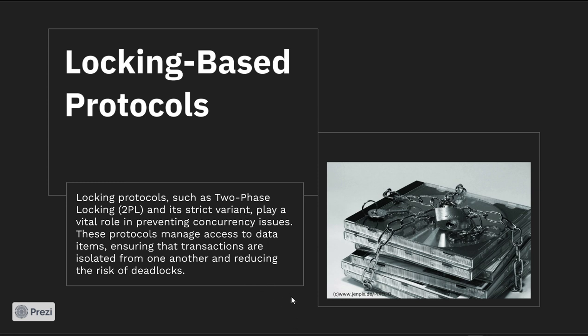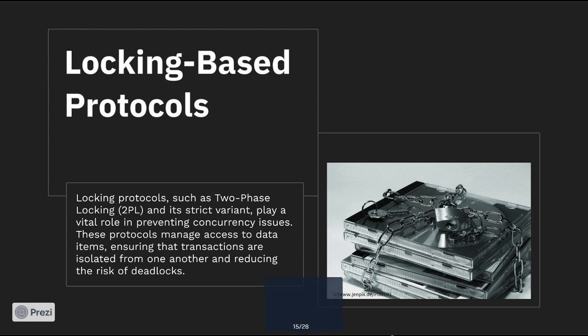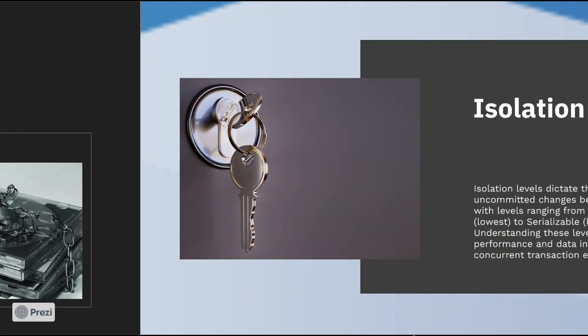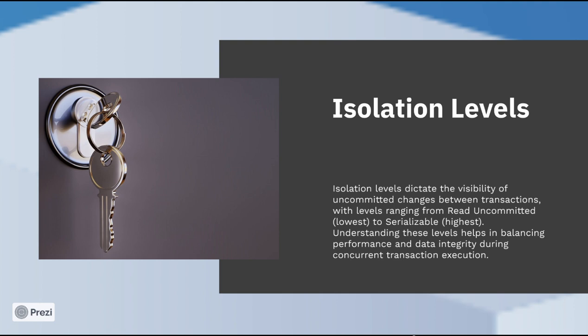Multi-version concurrency control. The database keeps multiple versions of data, so reads don't block writes and vice versa. PostgreSQL and many modern databases use this approach. Isolation levels. Isolation levels determine the visibility of uncommitted changes between transactions, with levels ranging from read uncommitted, the lowest, to serializable, the highest. Understanding these levels helps in balancing performance with data integrity during concurrent transactions.